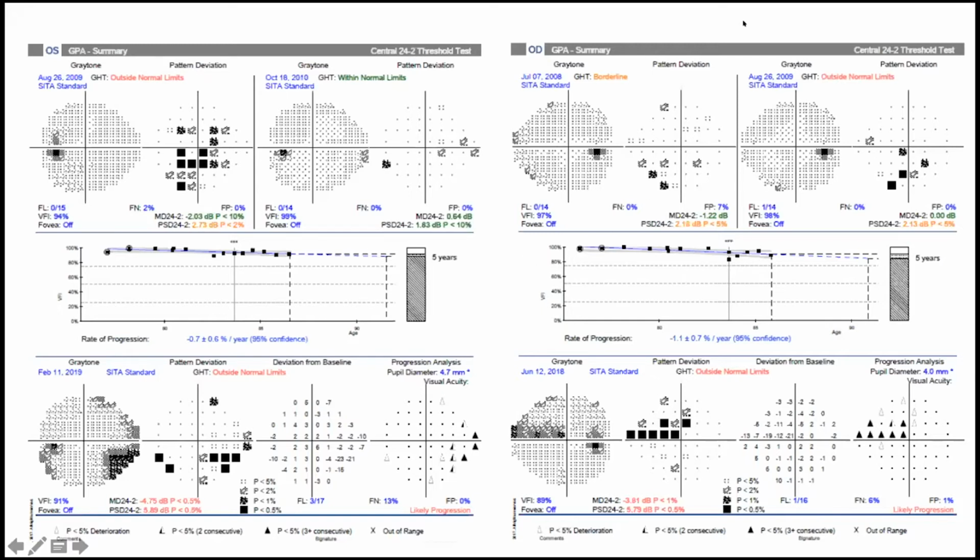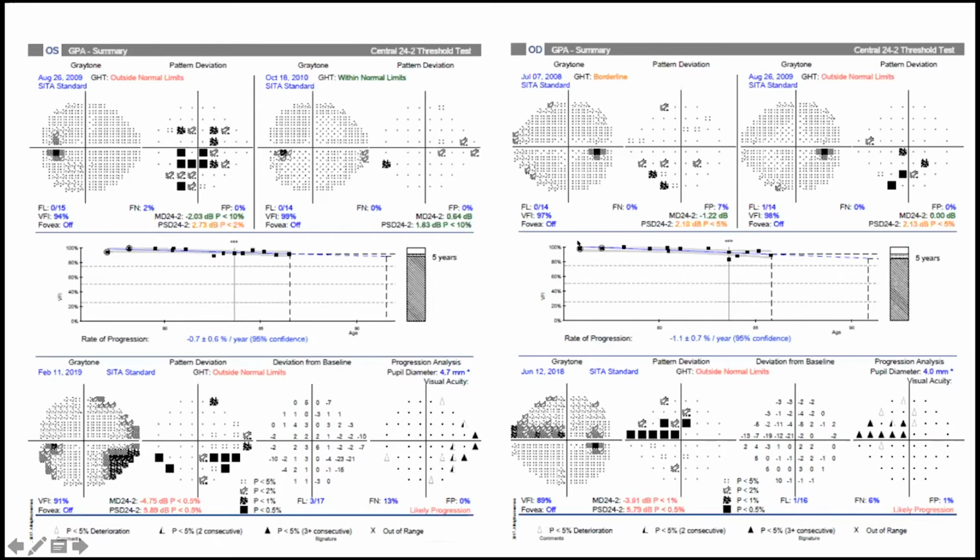If we go to his right eye, though, it's the same type of progression analysis. So here we're starting in 2008, going to 2018. We see what I think of as a much more significant event analysis for a couple of reasons. One is we have more points that have changed on three consecutive tests, but also because they're in a much more typical location for glaucoma damage. And we see really the development of a well-defined nasal step and partial arcuate defect here.